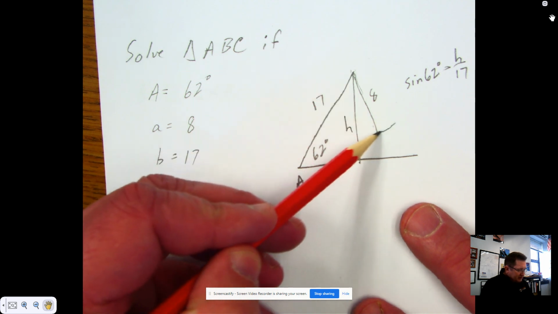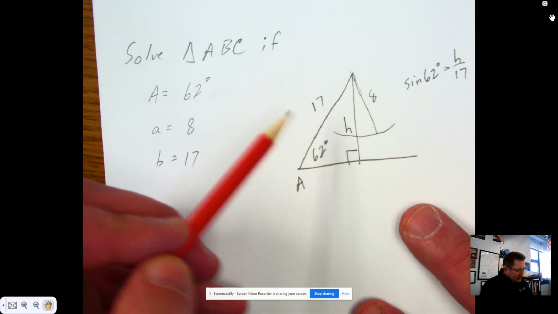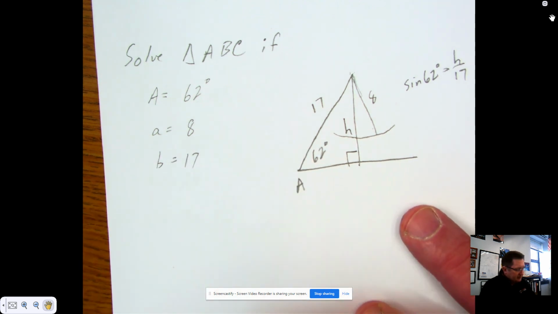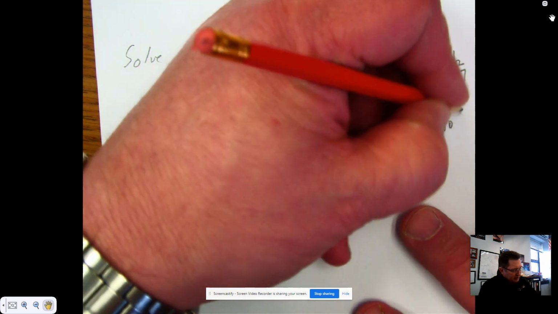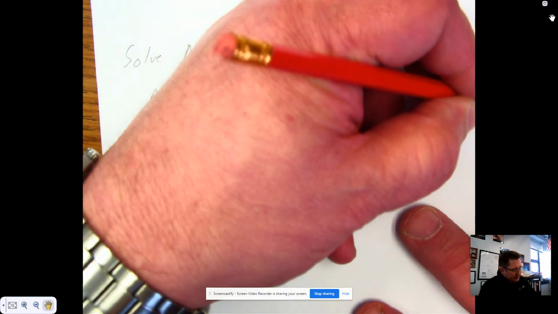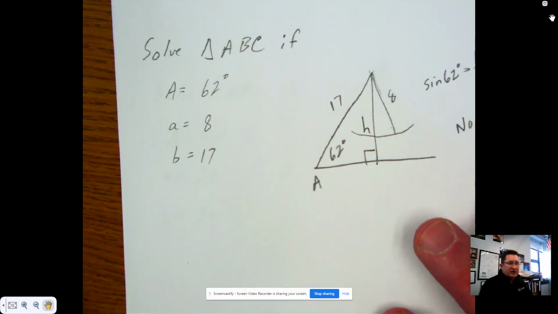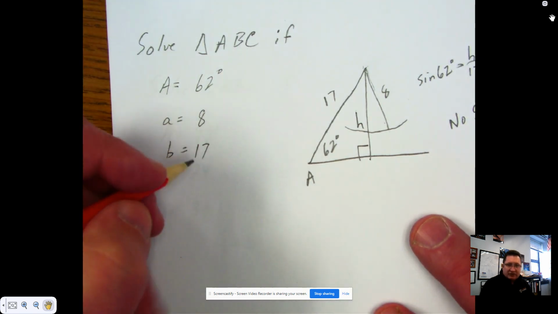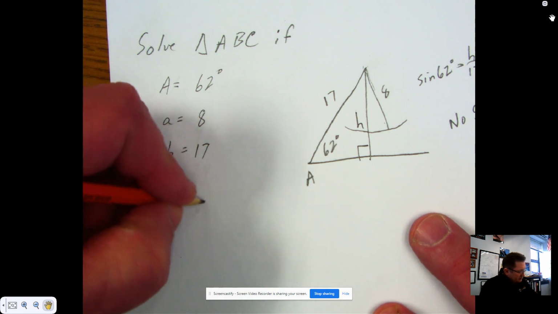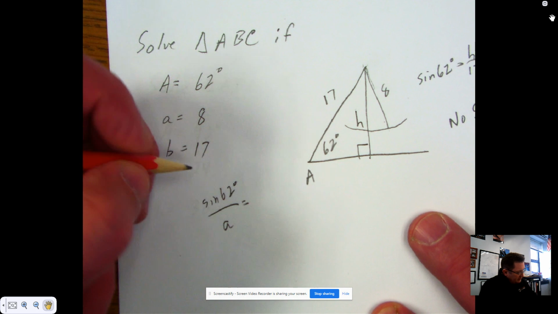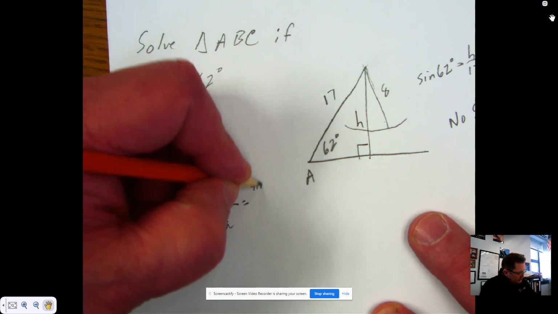You could kind of think of swinging this 8 along here, but it's just not going to touch that horizontal side. And so there's no solution here. Okay. Now, suppose you didn't draw the picture, and you were just doing your homework and checking your social media and watching some TikTok videos, and you didn't draw the picture, and you'd set up this proportion.